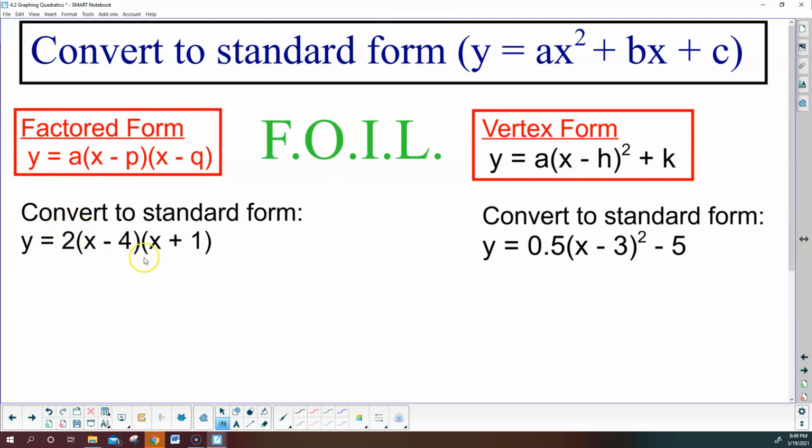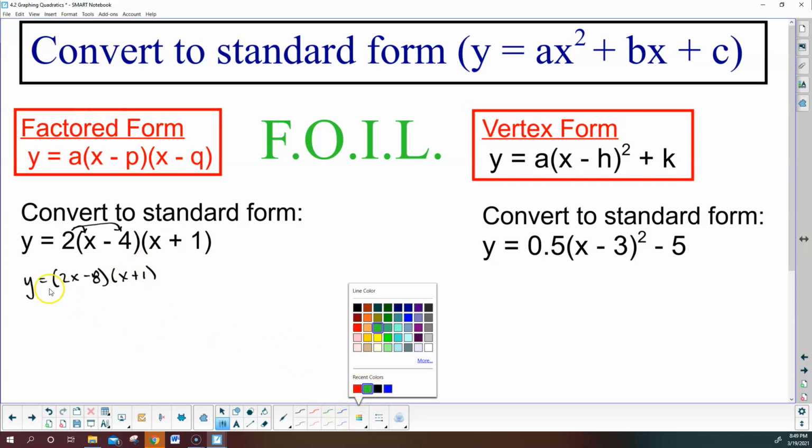I want to convert this function, which is in factored form, into standard form. So I need to read ax squared plus bx plus c. What do we do? We FOIL. You can do this in multiple different ways. What I would do first, I believe the easiest, is distribute that 2 to the first parentheses. And then you could use FOIL here: first, outside, inside, last, we're multiplying.